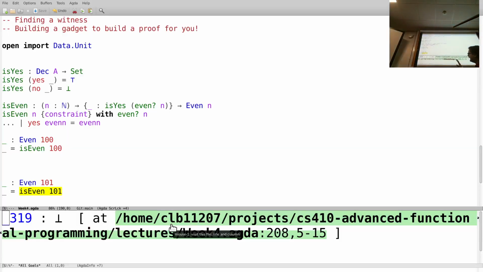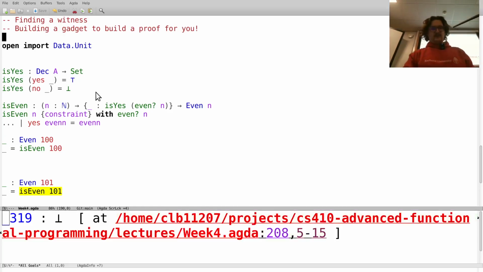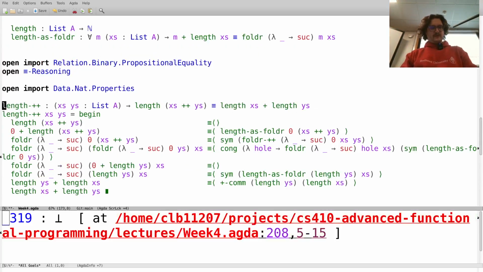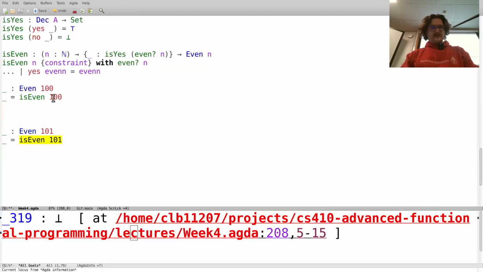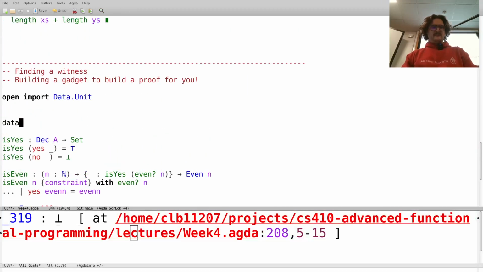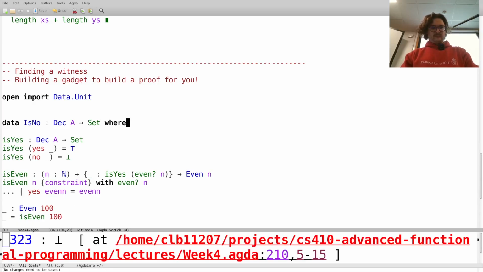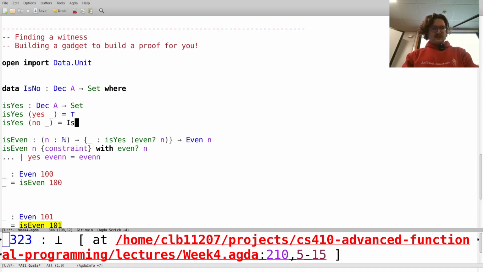So it's a bit of a strange complaint. Okay, maybe I could do something better. Let's be fancy. So instead of using the empty type, I can declare my own empty type that says this is a fancy empty type.